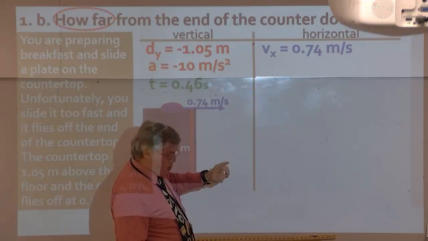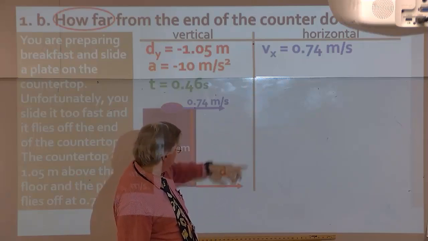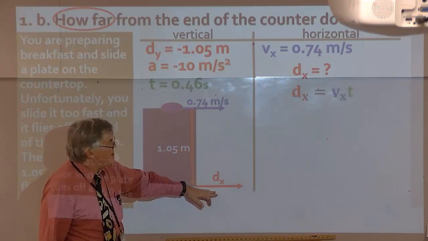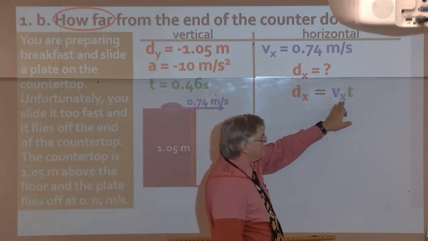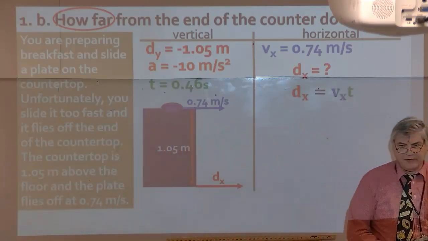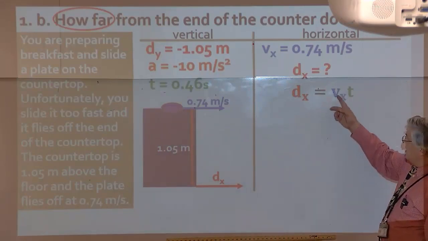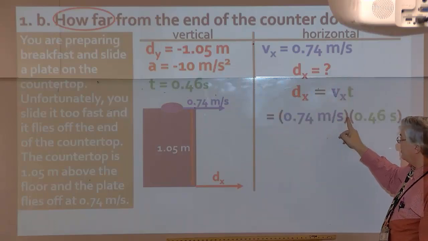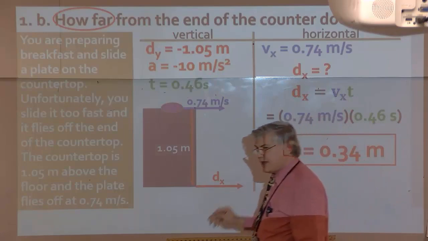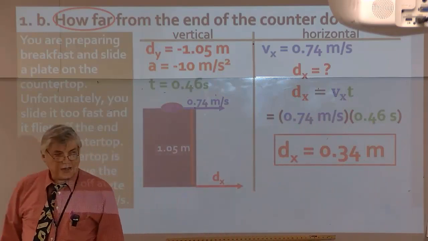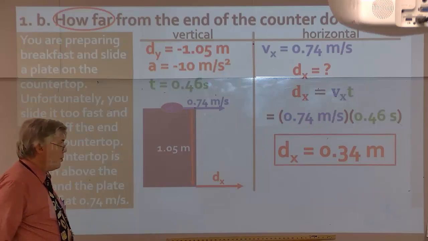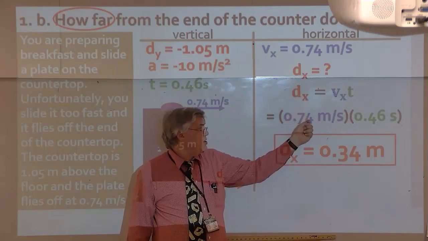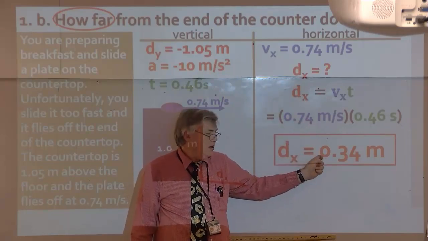So now, here's dx, what we're looking for. I need dx. dx is equal to vx times t. Velocity times time gives us distance. And I know vx. And now, thanks to part A, I also know time. So I can solve that, put a little box around it, and I've got 0.34 meters. So again, I want to see the letter equation, the correct substitution, and the answer.